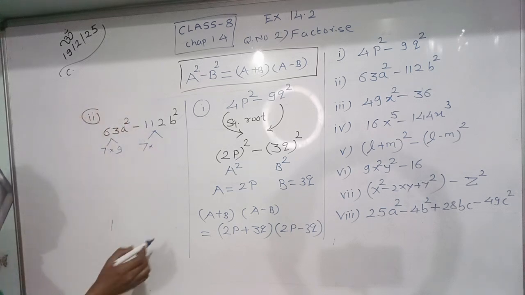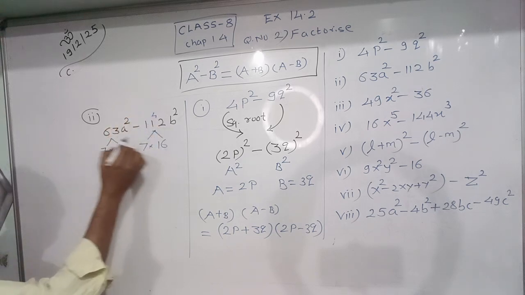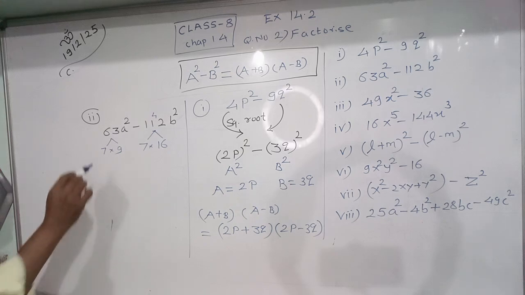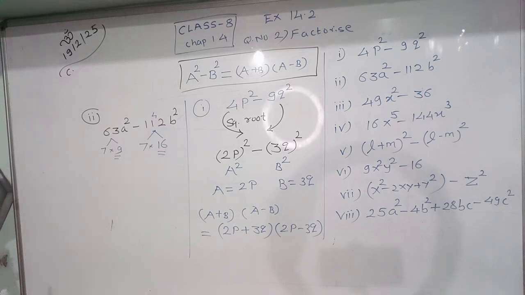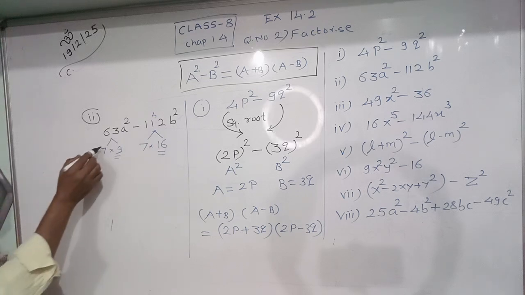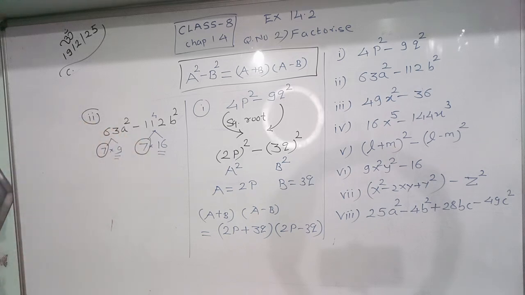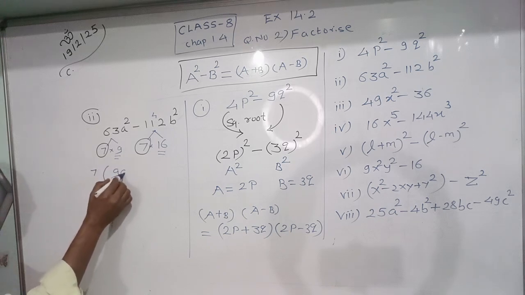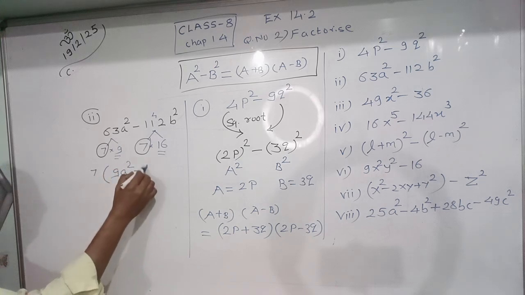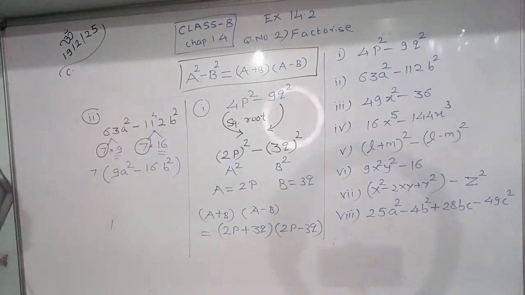So what are the factors? 7, then 7 16s are 112. So here we got perfect squares, and we can take the common factor from these two, that is 7 can be taken as common. As we took the 7 common, it becomes 9 a square minus 16 b square. One step is added compared to the previous question.